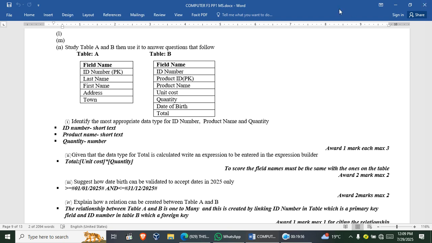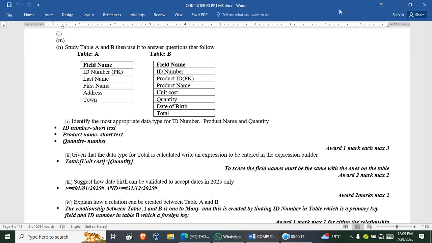Given that the data type for total is calculated, remember in the new Microsoft Office, we have calculated added as a data type, which was not previously there. So we have the calculated data type. Write an expression to be entered in the expression builder to calculate the total. Remember, the total is unit cost times quantity.